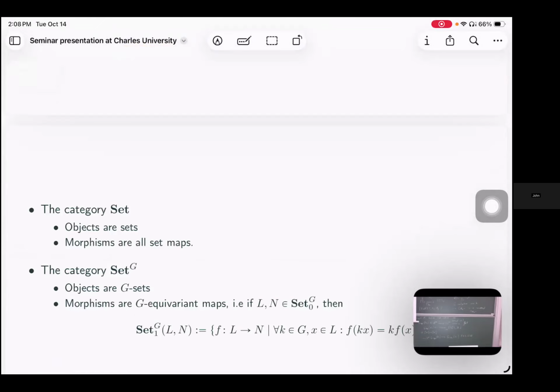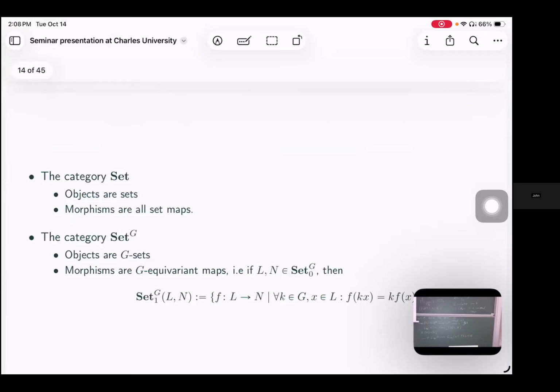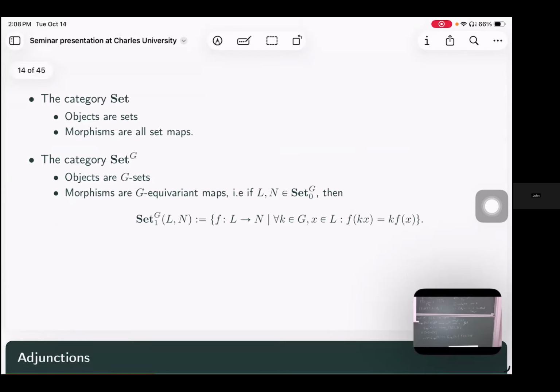So first, we know what the category of sets is. The objects there are sets, and the morphisms are set maps. And then we have the category of G-sets, where the objects are G-sets and the morphisms are G-equivariant maps. By G-equivariant maps, we mean that the function, let's say the morphism between any two G-sets, is compatible with the action of the group.